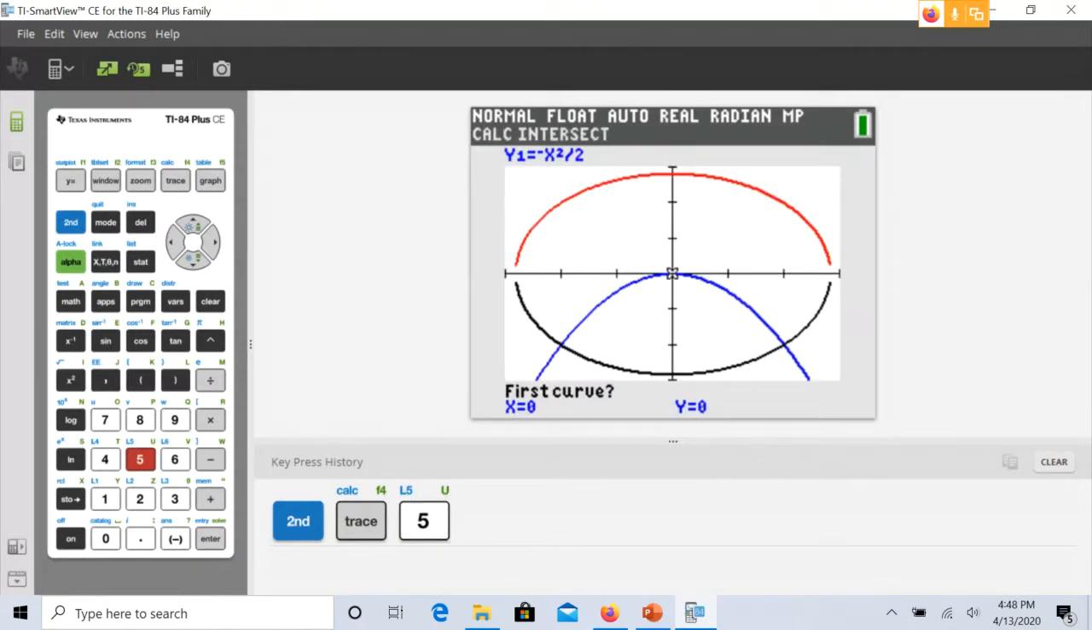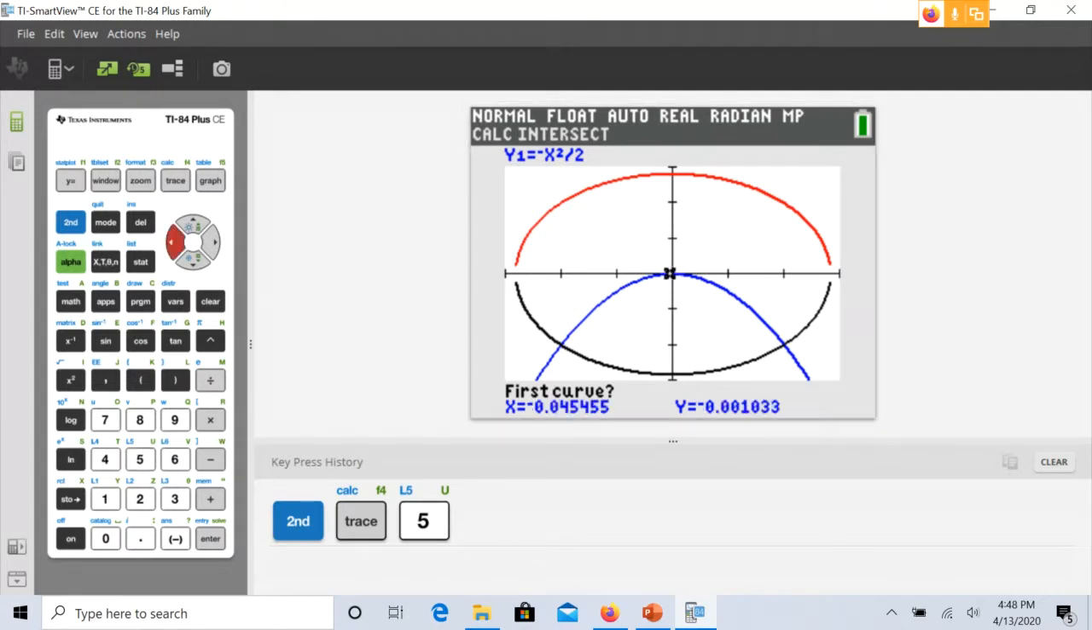Now your calculator is going to take you through a series of 3 questions. It's going to ask you about the first curve, the second curve, and then it's going to ask you to make the guess so we can get the coordinates. So you'll notice that our calculator here says first curve. You can see the cursor there, right there at the origin, and you'll notice all the way up on top we have the y1 equation that we had typed in, which is our parabola, and that's what we want. So let's go look for that left intersection point.